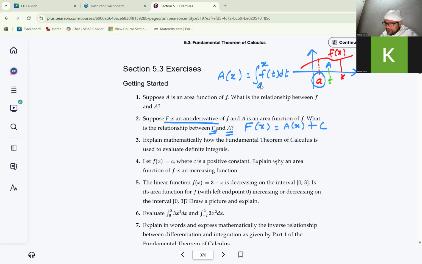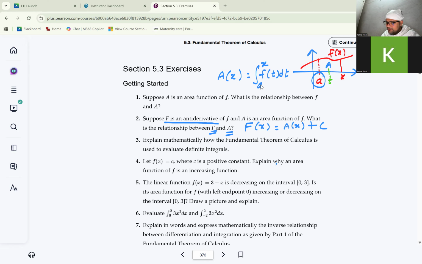Explain mathematically, question 3, how the fundamental theorem of calculus is used to evaluate definite integrals. There isn't much to explain except what we have already seen here. What does the fundamental theorem of calculus say? It says the derivative of the antiderivative is the function itself, basically one of the statements. So how is that used to evaluate the definite integrals?